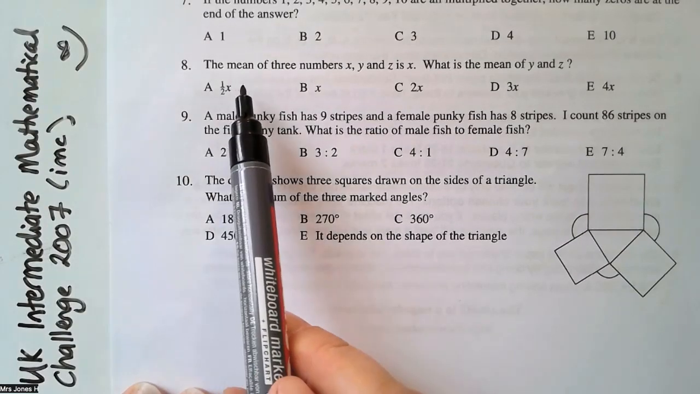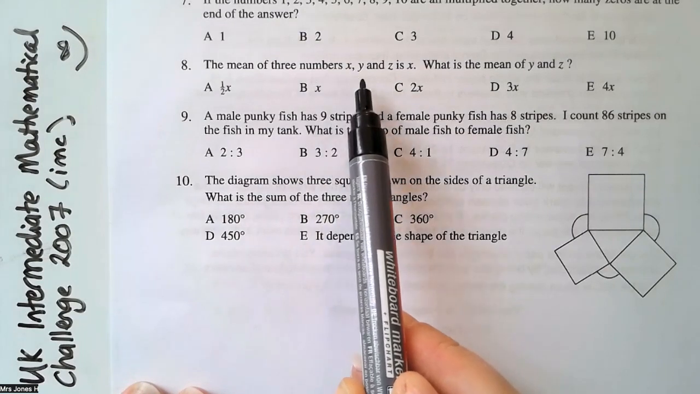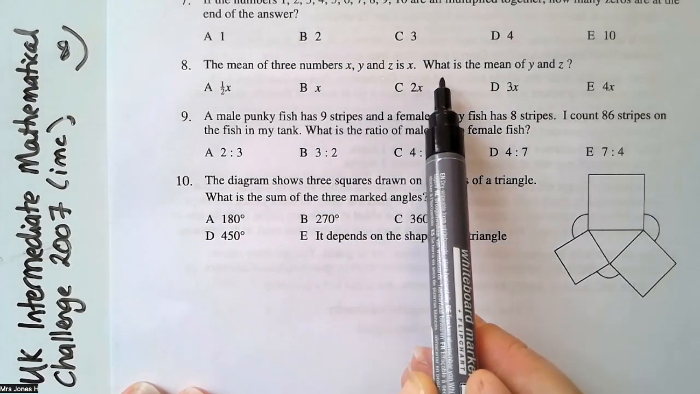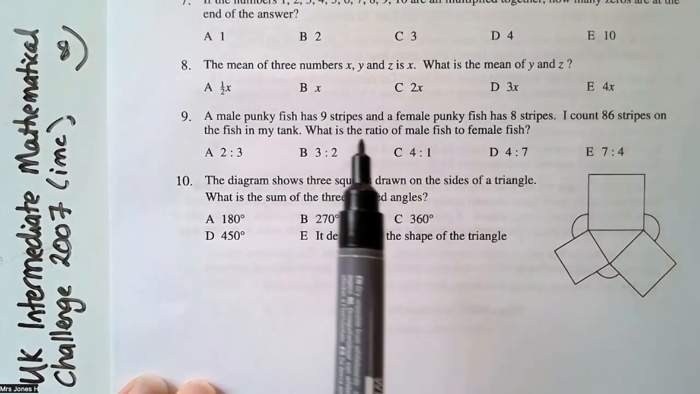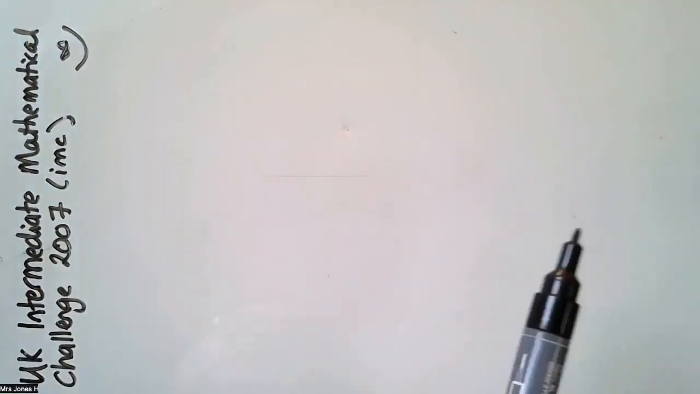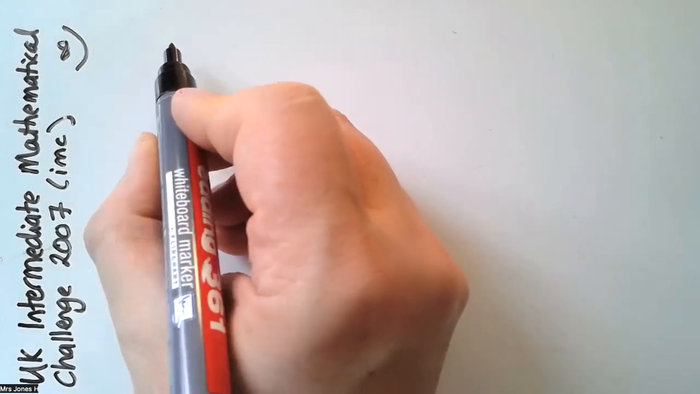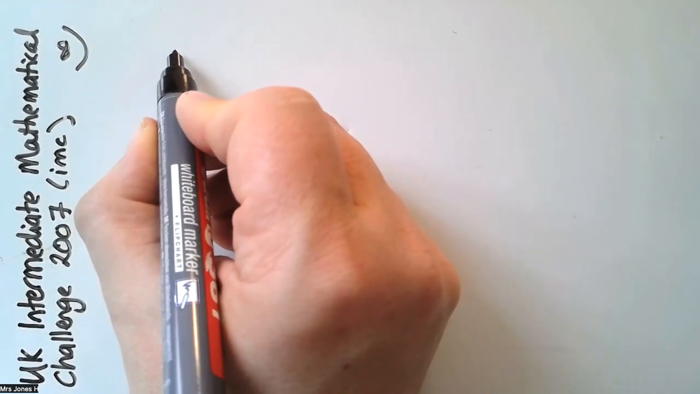Question 8. The mean of three numbers, x, y, and z, is x. What is the mean of y and z? A neat question. You do need to know and understand what the mean means.